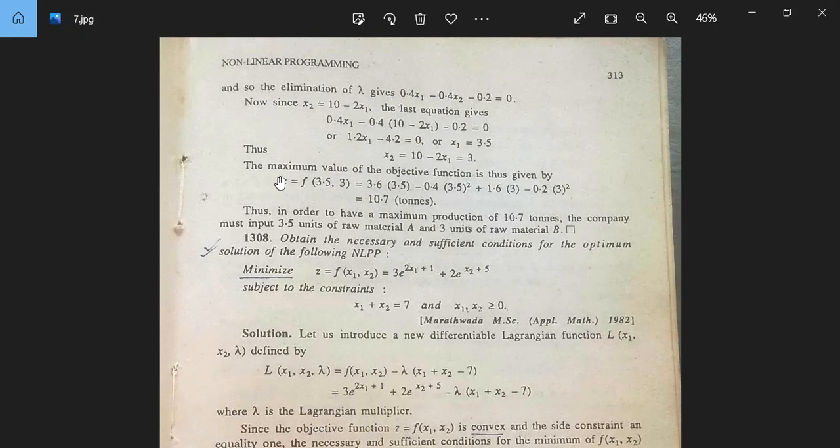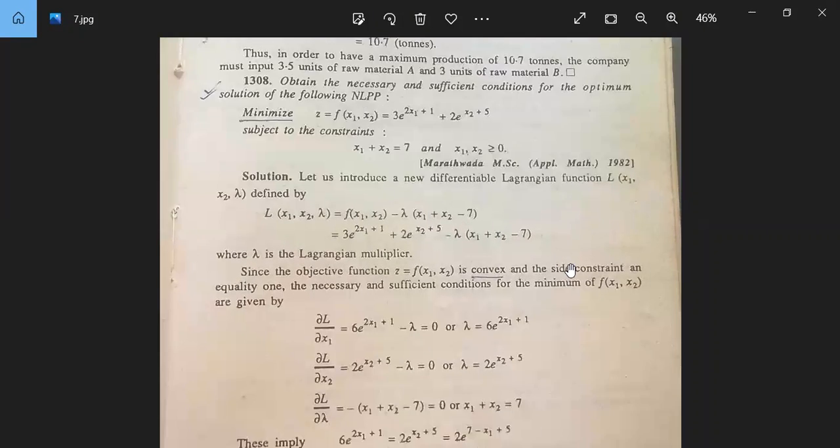the objective function z is equal to f(x1, x2), so (3.5, 3). In the function f, put the value of x1 as 3.5 and x2 as 3 and evaluate it. So it will come out to be 10.7 tons, that is, the maximum value of z is 10.7. Thus, in order to have a maximum production of 10.7 tons, the company must input 3.5 units of raw material A and 3 units of raw material B. So this is your one example.